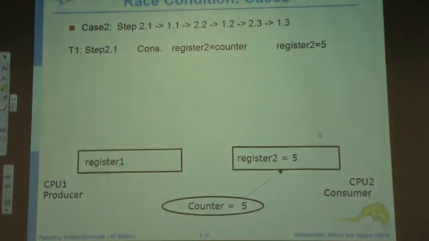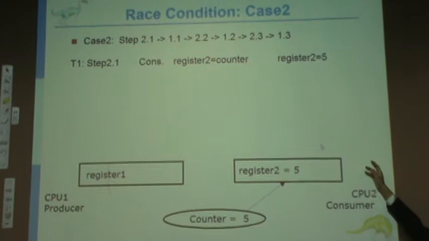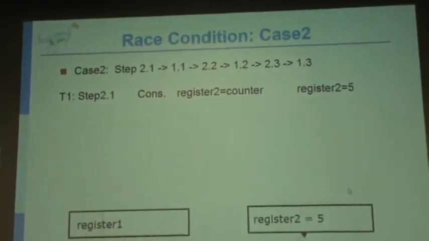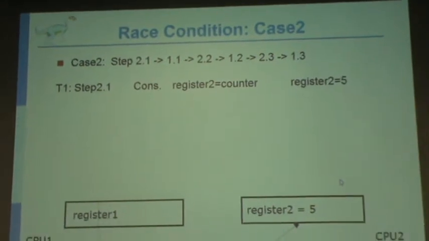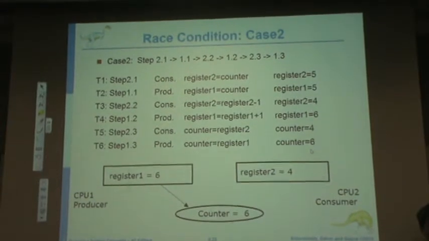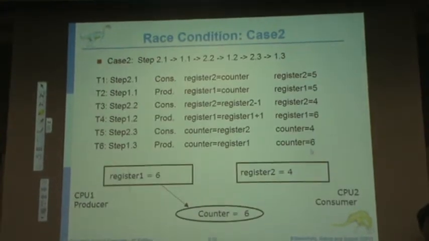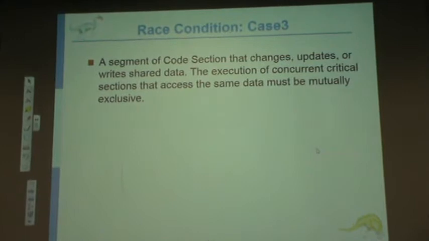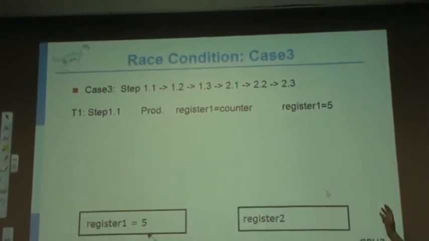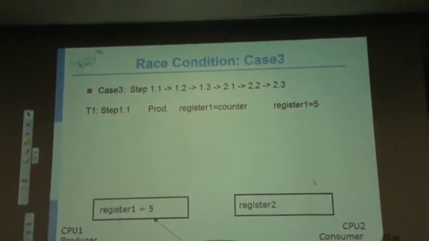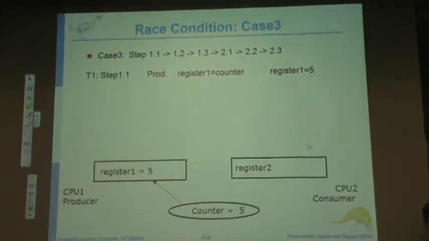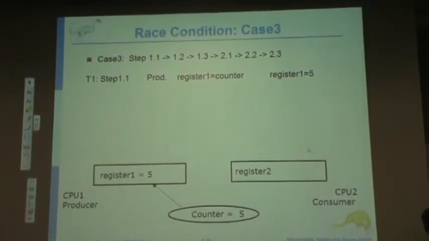Another case is we can start from the consumer, then the producer, consumer, producer, consumer, producer. So we can get the output finally 6. The last case is we can execute all the instructions for the producer, then the consumer, or vice versa.